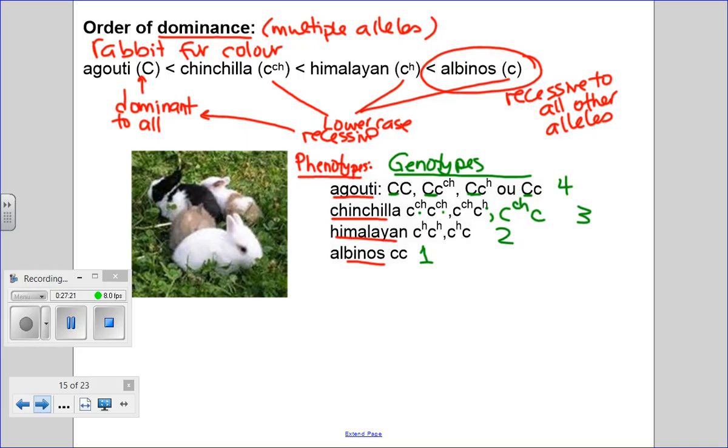Now, in the practice questions that we'll work on tomorrow, we will do a bunch of examples with this scenario. So we'll just do one quick one right now, just to give you a bit of practice. Let's say that I take this cross.